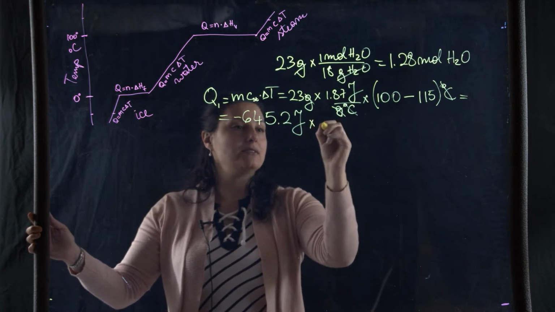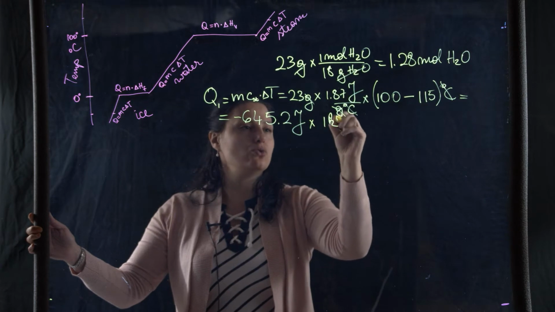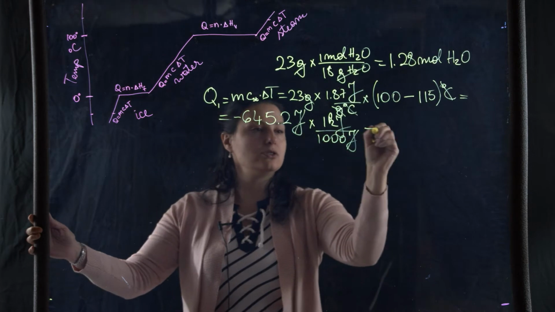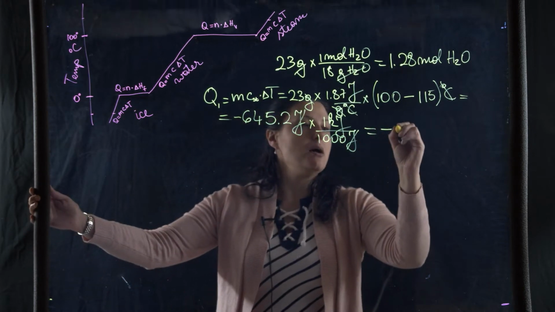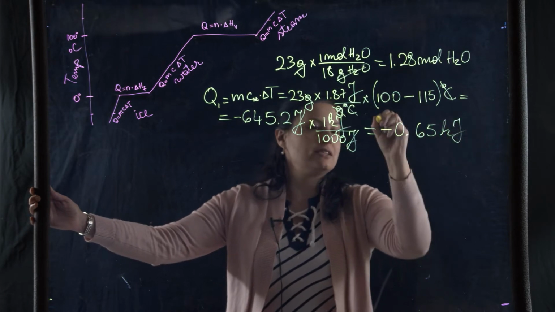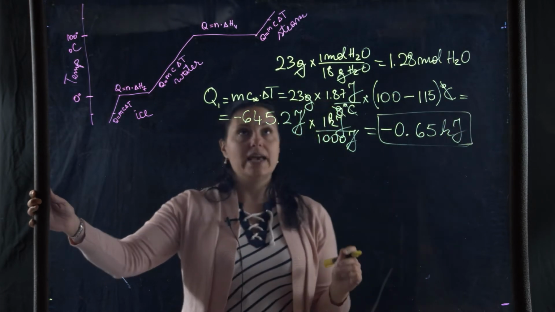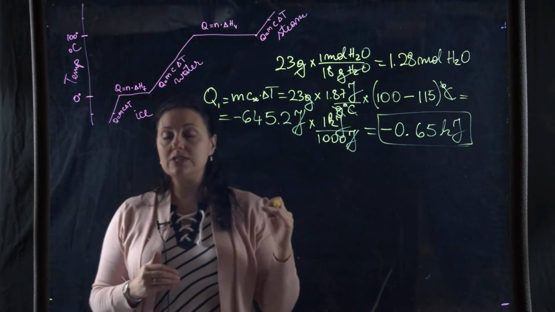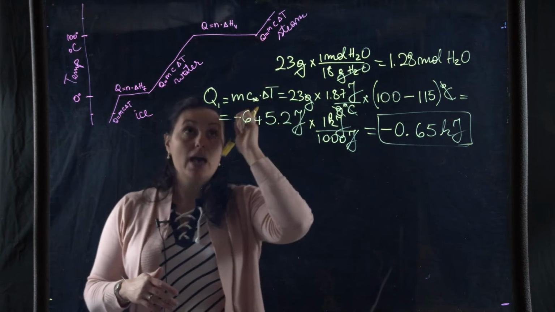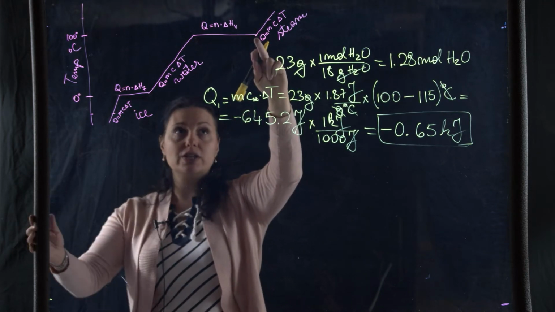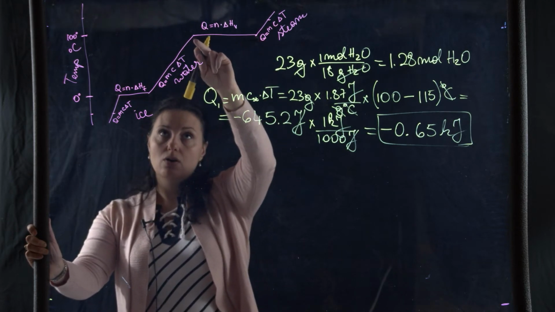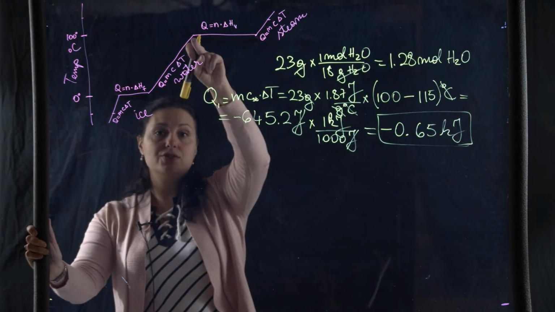Let's convert this to kilojoules, and I do that by 1 kilojoule is 1,000 joules. My joules will cancel, so basically I just divide by 1,000, minus 0.65 kilojoules. That's my first step, where I take steam from 115 degrees and I cool it to 100 degrees. And now that I'm here, steam at 100 degrees, it's going to continue to give off heat till it reaches water liquid at 100 degrees.